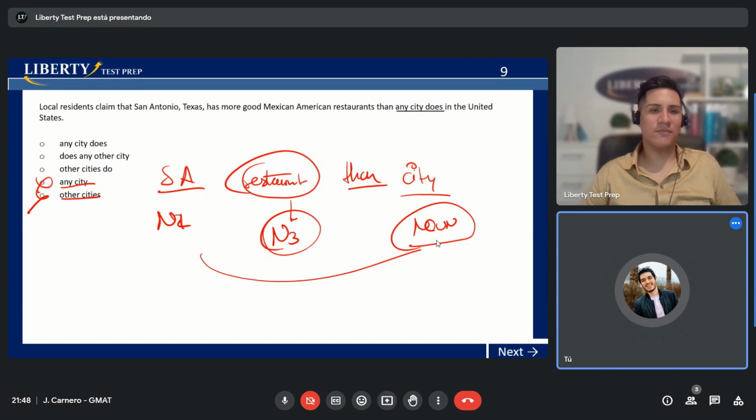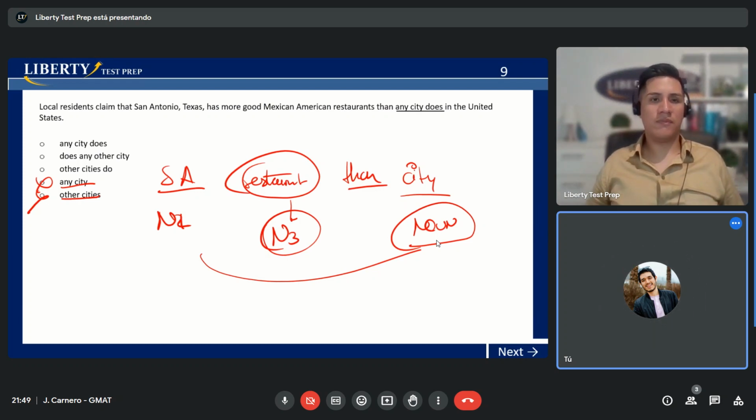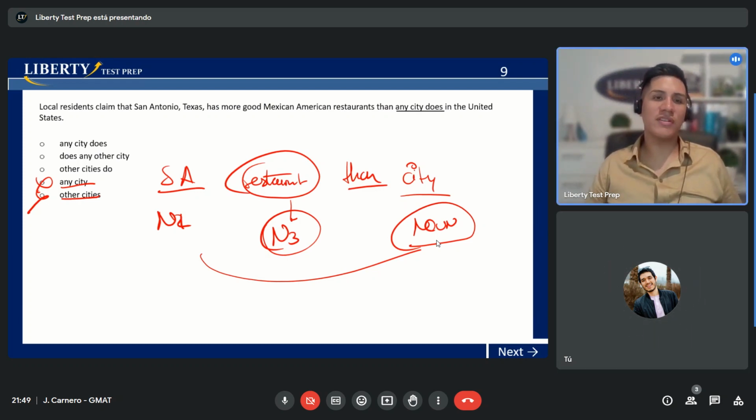Okay, so now we can use helping verbs, right? I think the main verb it has... The main verb is has. What the comparison is between: local residents claim that, so they claim they do, right? Yes. I mean, this has gets replaced with do.